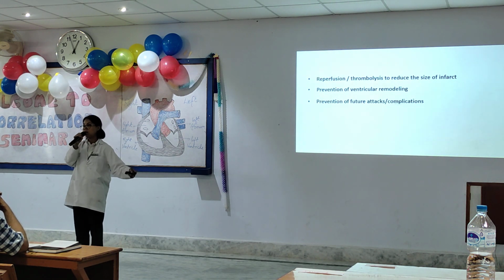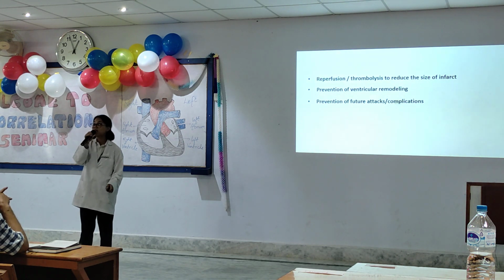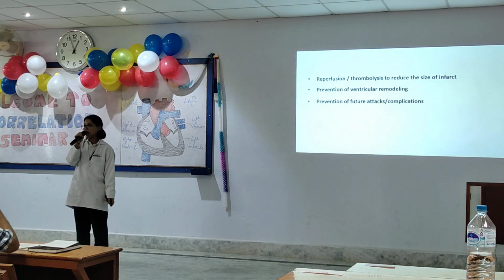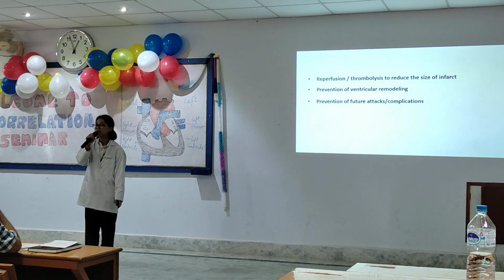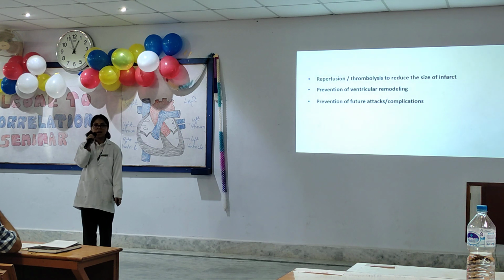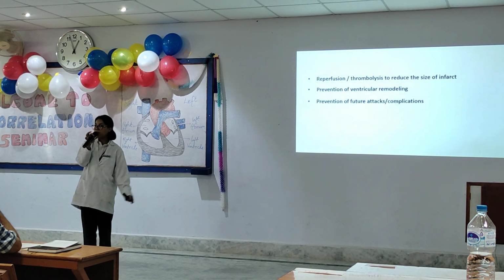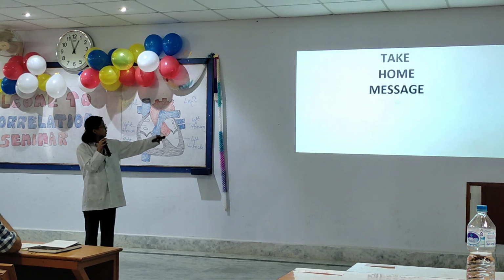After doing all the primary treatment, now we go for reperfusion therapy. For that, we have 2 ways, that is PCI and CABG. Number five, prevention of ventricular remodeling. For that, we give ACE inhibitor enalapril and ARB losartan. Number six, prevention of future attacks.